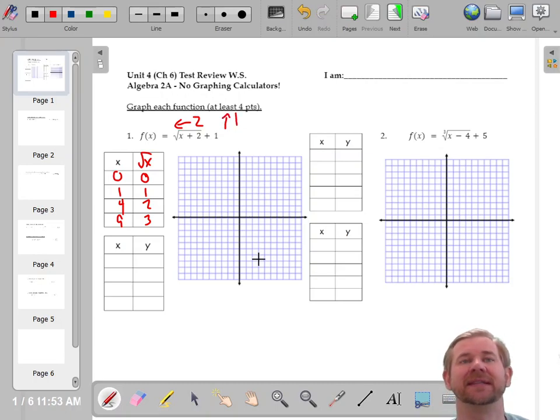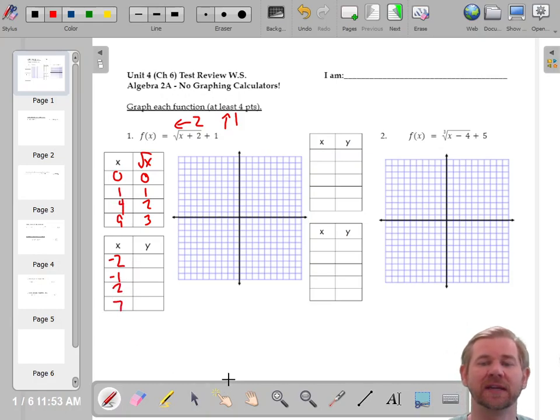So to translate this, if I want to go left 2, I'm going to subtract 2 from all of these x values. So instead of 0, now it's negative 2. 1 minus 2 is negative 1. 4 minus 2 is 2, and 9 minus 2 is 7. That'll move it left. Now, I need to move it up 1. So to go up 1, you would change the y values, add 1 to all of those y values. 1, 2, 3, 4. Now I can draw it.